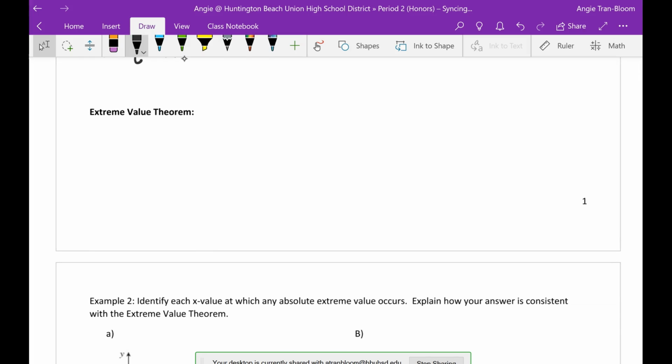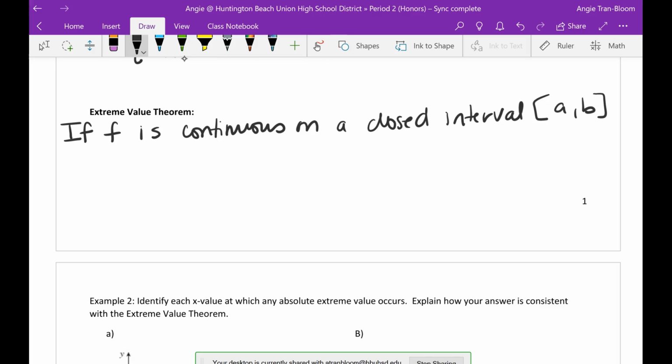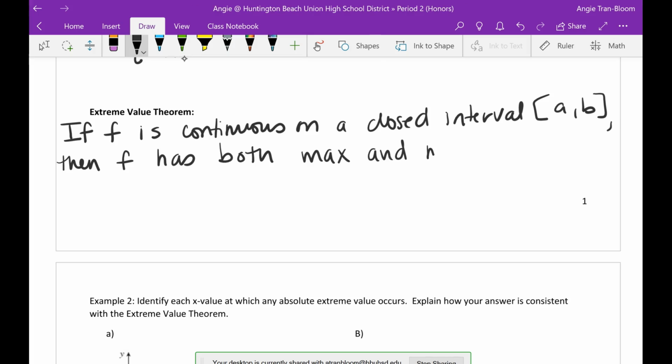Extreme value theorem. Here we go. If f is continuous on a closed interval, and this brings me back to that open circle that we just made up, if f is continuous on a closed interval, let's call it from a to b, then f has both a maximum and minimum value on the interval.